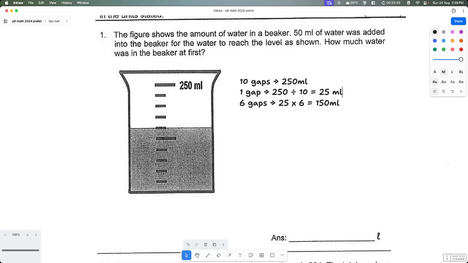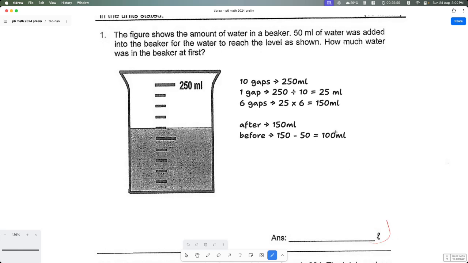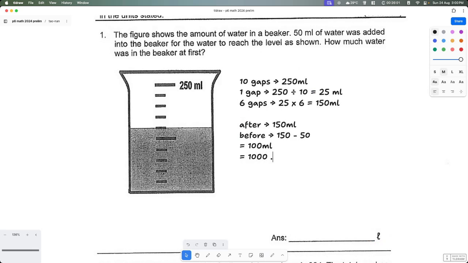So it says here that 50 ml of water was added into the beaker for the water to reach that level. After, it was already 150 ml. So before, it was 150 minus 50, which was 100 ml. Then you can see here that the answer is in liters, so we need to convert this into liters, which is 100 divided by 1000, which is equal to 0.1 liters. There you go. So the answer is 0.1 liters.